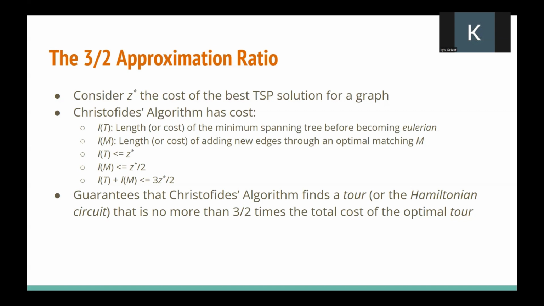Adding them together in order to get the final result that you get from Christofides' algorithm presents us with 3 halves times Z star, or the fact that Christofides' algorithm will always find a tour, or the Hamiltonian circuit, that is no more than 3 halves times the total cost of the optimal tour, Z star.